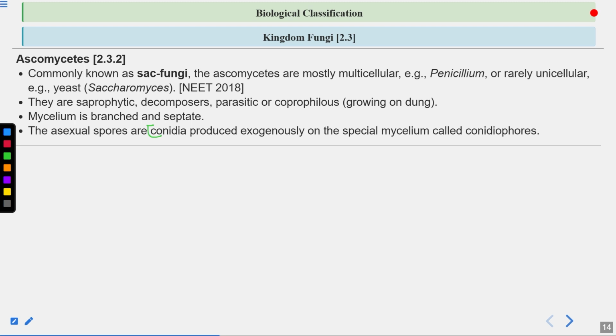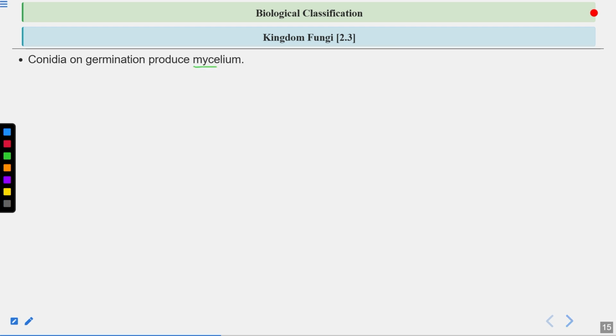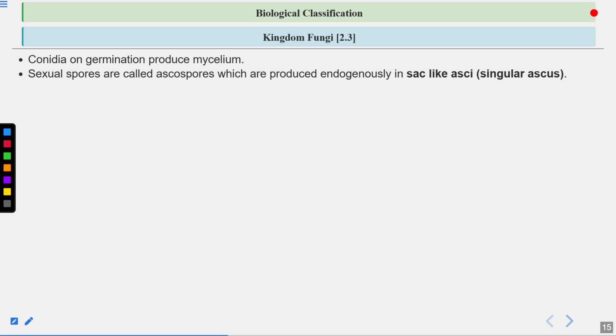Asexual spores are conidia, which are produced exogenously on the specialized mycelium known as conidiophores. Conidiophore is a kind of stalk. A conidium will germinate to form mycelium. Sexual spores are known as ascospores, which are produced in sac-like asci. That's why they are known as sac fungi also.